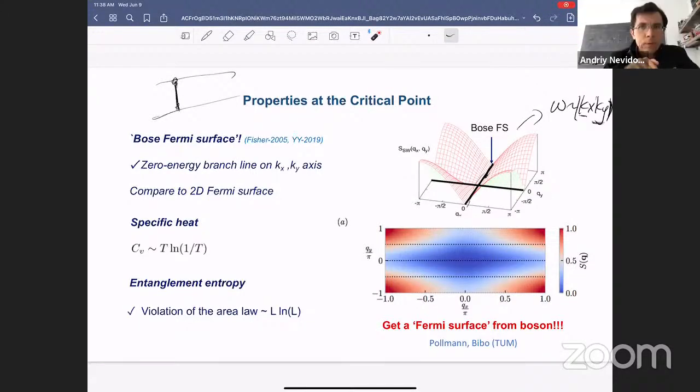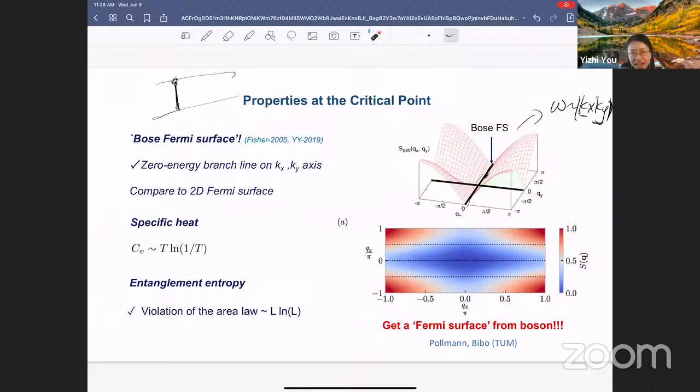Mm-hmm. And what is the filling in your case? The filling in my case is actually integer, so it's not stable. Because I actually have four spins per site, and with time reversal symmetry, it's more like half filling. It's an integer filling, so it's not stable at all.